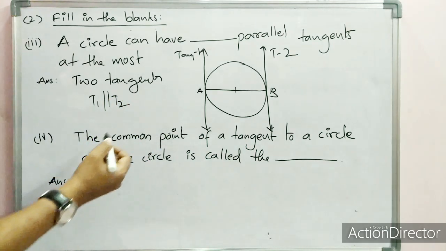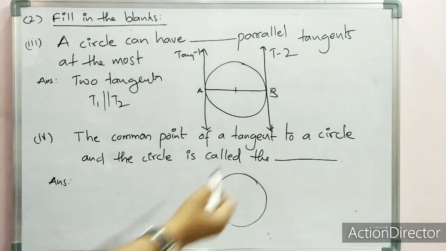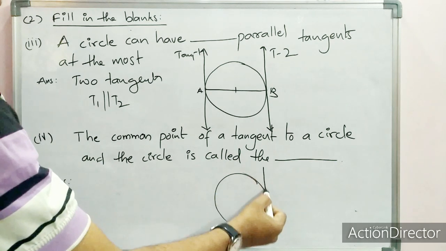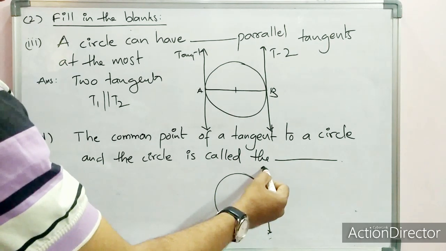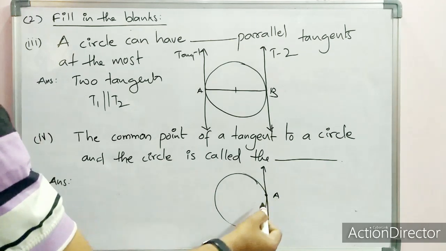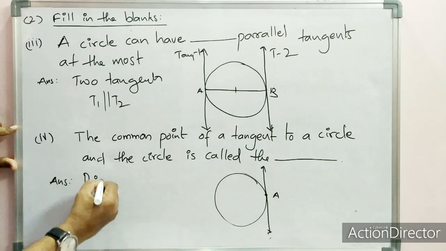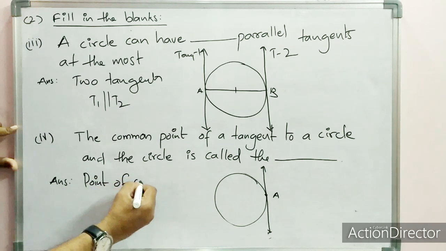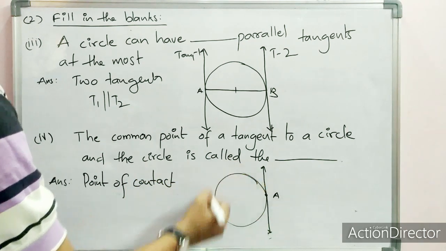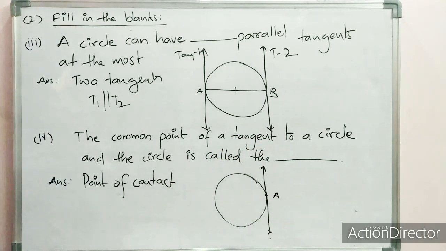Now fourth question, the common point of a tangent to a circle. This is a tangent to a circle. Therefore, what is the common point? This is the common point. What point do we call it? We already discussed this, this is the point of contact. At that point, this line touches the circle. This is called the point of contact, and this line is called a tangent.